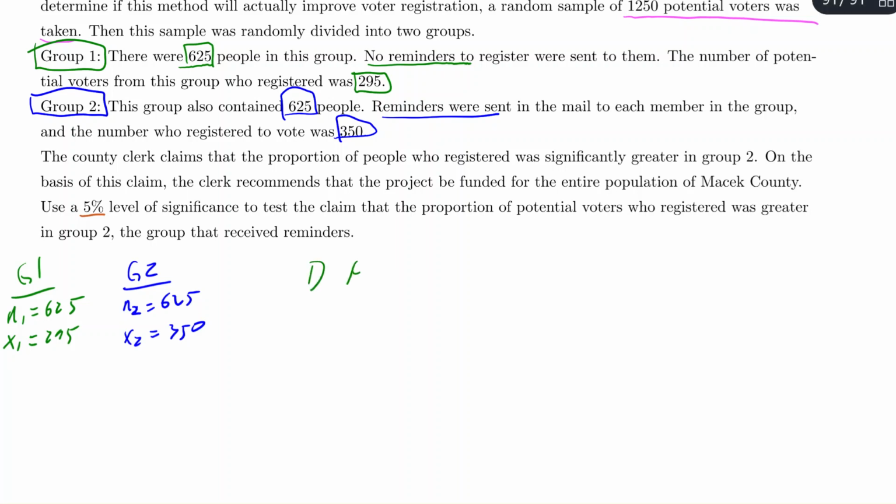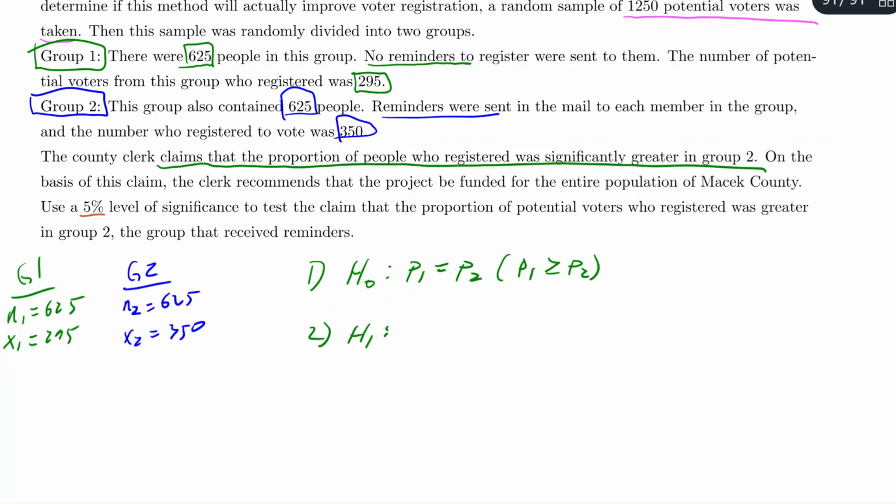So first, the null hypothesis is the proportions from the two groups are the same. We can also say that actually group 1 is greater or equal. For the alternative hypothesis, right here, it claims the proportion of who registered was significantly greater in group 2. So group 2 is greater.